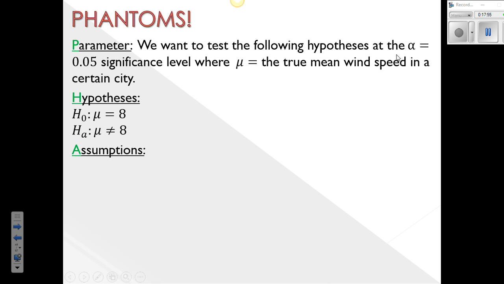All right, assumptions here. First one, do we take a simple random sample, or have random assignment in some sort of way, shape, form? What do we have? We have an SRS of 12 wind speeds. So that's okay to put SRS if it is an SRS.